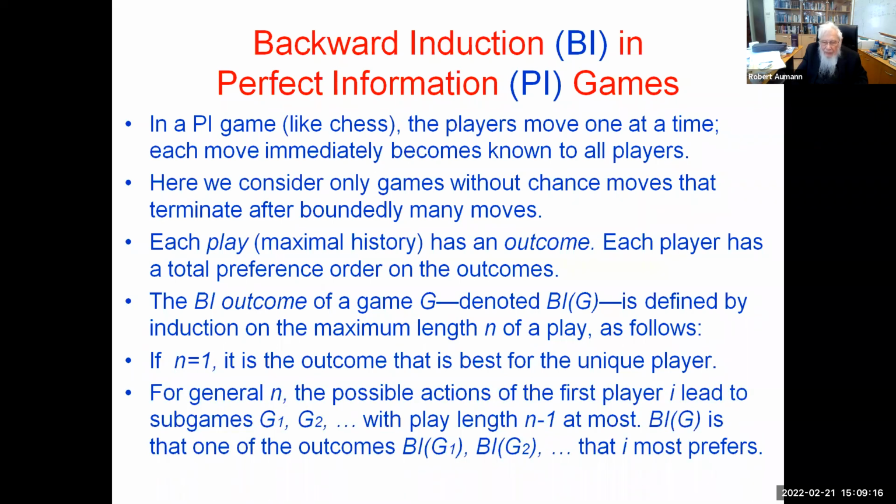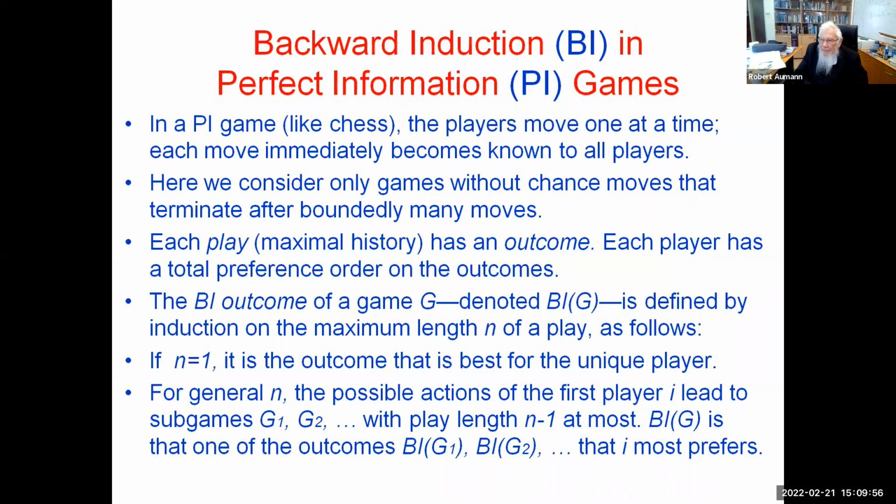the possible actions of the first player I lead to subgames G1, G2, with play length n-1 at most. By the way, you should feel free to interrupt with clarifying questions, okay? Now, let's leave the arguments to the end. I'm sure there'll be arguments. With play length n-1 at most, the backward induction outcome of G is that one of the outcomes, BIG1, BIG2, in other words, the backward induction outcomes that I most prefers.